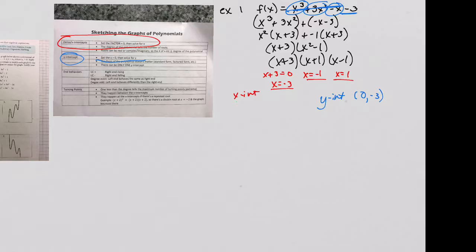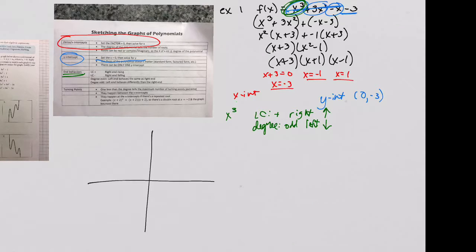And then for my end behavior, I'm going to look at my left and right ends by figuring out what's going on with the leading term. My leading term in this whole thing was x to the 3rd power. That means my leading coefficient is 1. It is positive, which means the right is rising. The degree is 3, which is odd, which means the left is falling. And now I'm ready for my sketch.